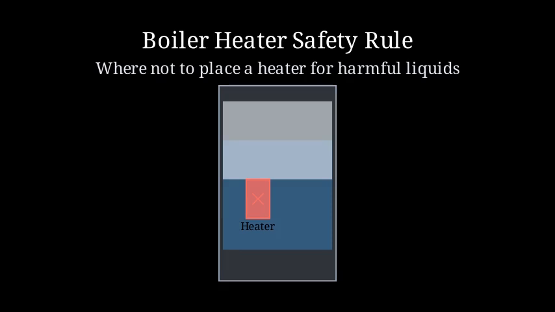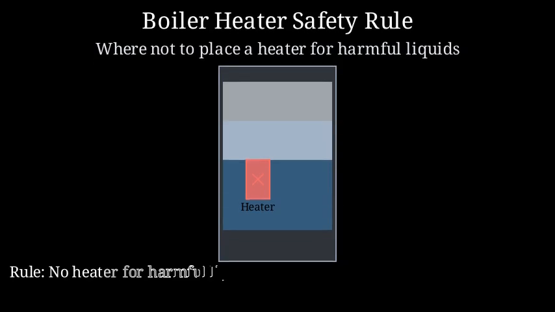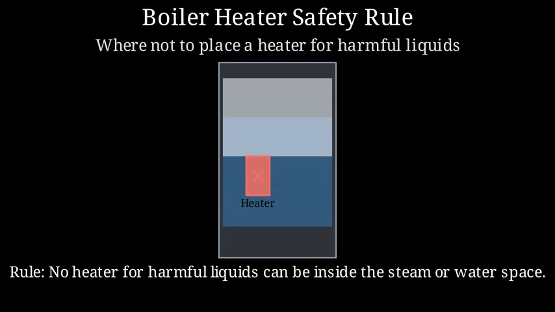The rule we are checking states: a heater for liquid fuels or other liquids that may be harmful to the boiler shall not be installed directly in the steam or water space within the boiler. This is the standard referenced in the study materials.